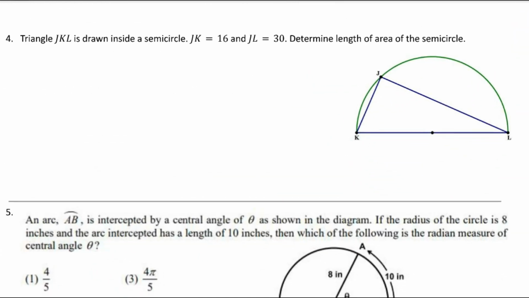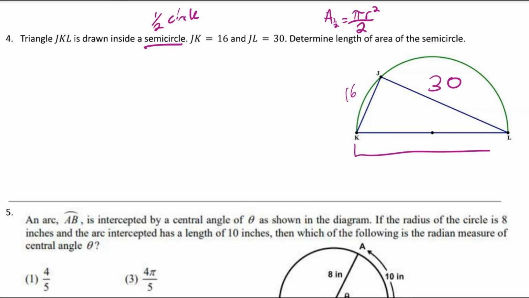Number 4, triangle JKL is drawn inside a semicircle. Remember, that's just half a circle. JK is 16, JL is 30, and they want me to determine the area of the semicircle. Well, remember that the area formula for a regular circle is pi r squared. So if I want half of a circle, it'd be half of pi r squared. The question is, what is the radius of this circle? So it would be really helpful if we could find the diameter and just take half of it.